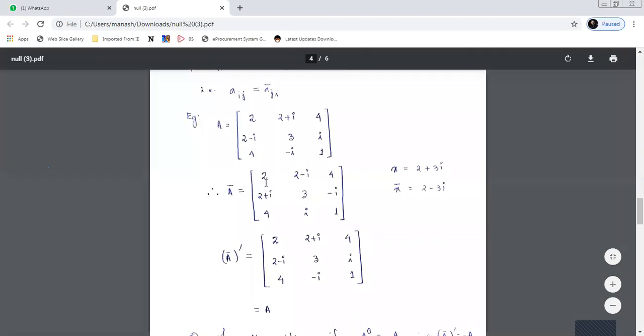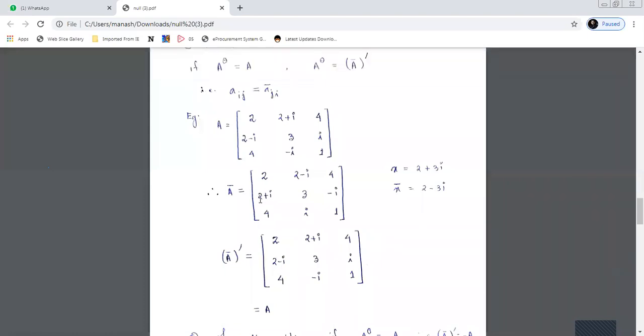So what is the first row? 2, 2 minus i, and 4. It will become the first column: 2, 2 minus i, 4. Again, the second row becomes the second column. This is 2 plus i, 3 minus i. It becomes the second column. Same with the third row. What is the third row? 4, i, 1. It will again become the third column.